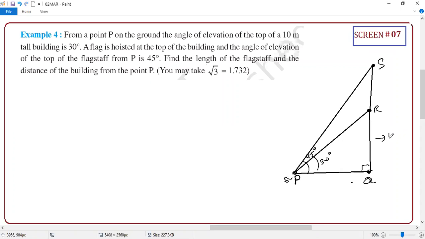And observe where you mark. And this is the building, student. This is the building, and this is the flag. So now the question is what? Find the length of this, or the height, and the distance between this. Guys, they are asking both. Now what is given? They have given only this 10 meter. You may find the magic, right?